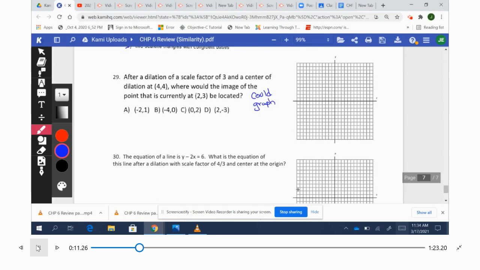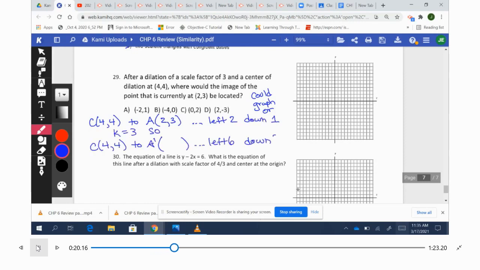Okay. So there's a couple ways to complete 29. I would probably graph it, but I'm going to just explain it first. A way to do this is to move from the center to the pre-image and figure out what that movement is. So to go from 4,4 to 2,3, I would have to go left 2, down 1. Now the scale factor is 3, so I should triple that. So if I want to go from the center of the image, it would be left 6, down 3.